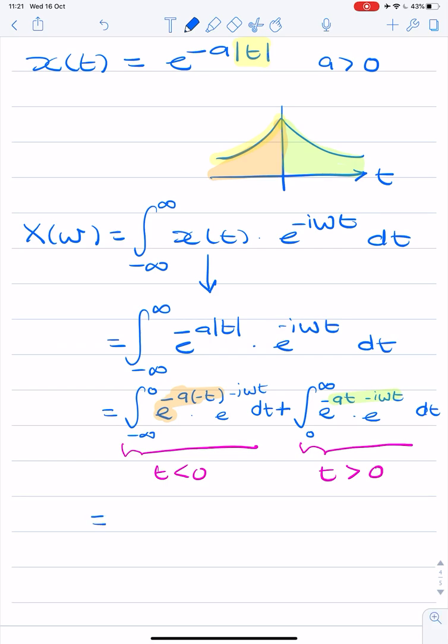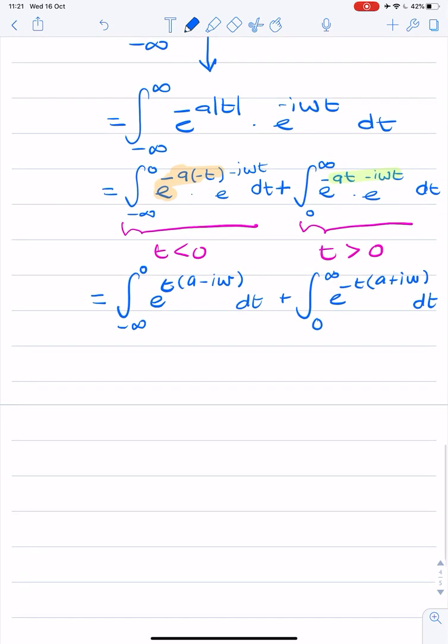Now, if we take t as a common factor, and add the powers together, it will allow us to say e to the power t into a minus i omega, dt. And for the second integral, if we take minus t as a common factor, it will be a plus i omega, dt.